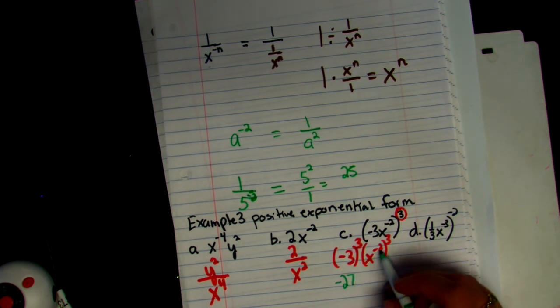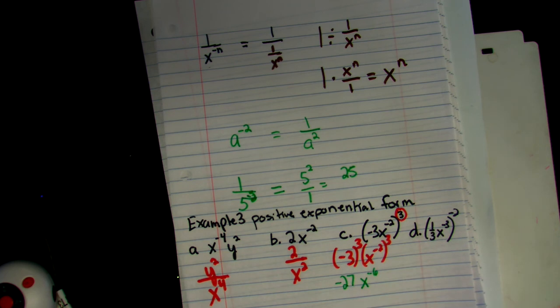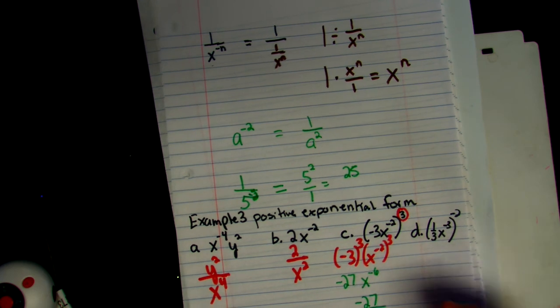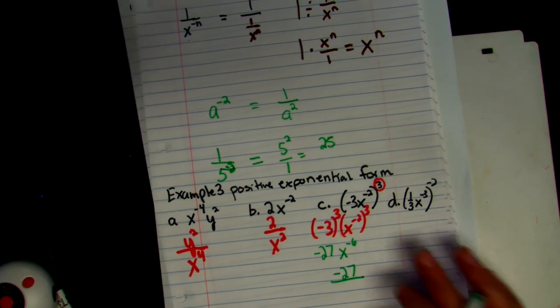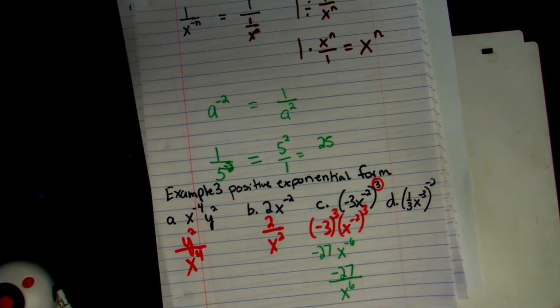And then x to the negative 2 to the 3rd, this is the power of a power. And when you have a power of a power, you multiply. So negative 2 times 3 is negative 6. So that becomes x to the negative 6. Now we can go ahead and rewrite this with a positive exponent. So this negative 27, it's negative, but it's not a negative exponent. So it's going to stay in the numerator, while this x to the negative 6 is going to move so it can become positive.